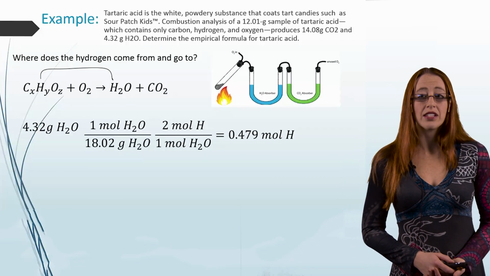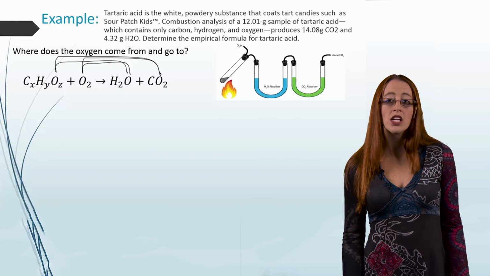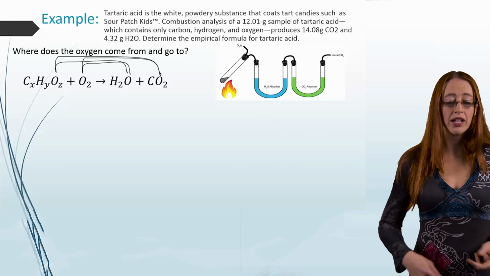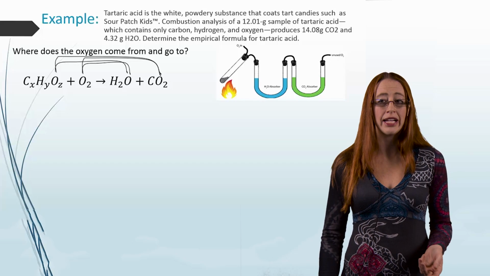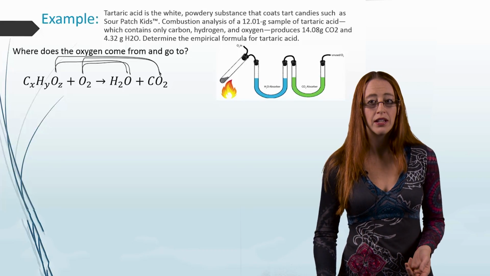Now let's go on to oxygen. This one's the more complicated one. So here we have oxygens coming and going everywhere. We have it coming from the hydrocarbon, coming from the oxygen, going to the water and the carbon dioxide. We can't do the same thing that we did before.